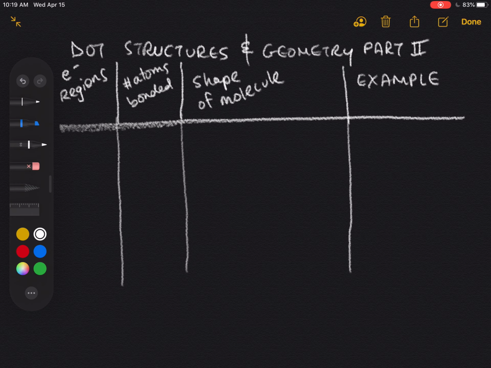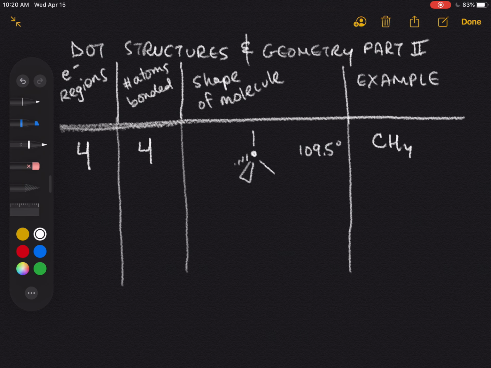We're not going to deal with some of the more complex electron region amounts. It does go higher than we're going to show here, but we're going to keep it pretty simple. Let's say that we have four regions of electrons and we have four atoms bonded to it. That means we have something like we saw in part one, CH4, that's methane, where we have a central atom and we have these four electron regions spreading out from each other as much as possible. The bond angle between them is going to be approximately 109.5 degrees.